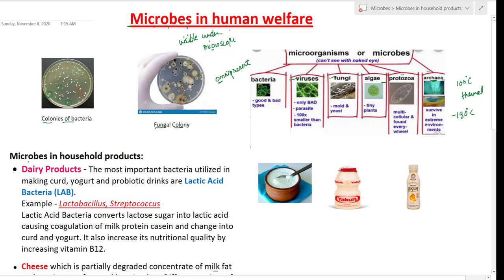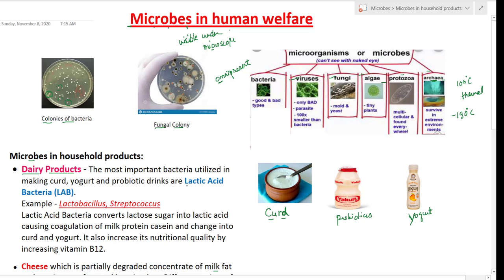Now comes to the use of microbes in household products. First we come to dairy products. We consume a lot of dairy products made through the activity of microbes, like curd. We use curd in different products. We make curd rice, we make different raitas through curd, and these are probiotics which we consume for our good health. This is yogurt, a different product of milk made through fermentation, through the activity of different microbes.